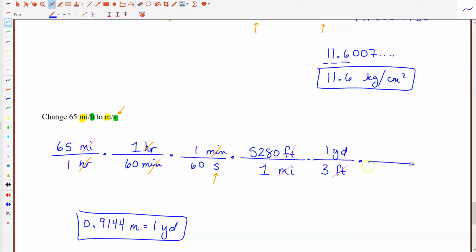And now I can use my conversion factor: in 1 yard, there is 0.9144 meters. My yards information will cancel along the diagonal. The units I'm left with are meters, which is what I want, so I'm good there. Alright, so here we go. What we have to do to figure out the numerical part of my final answer is 65 times 1 times 1 times 5,280 times 1 times 0.9144. That's just the numerator.